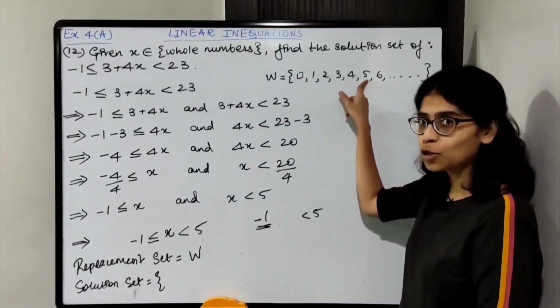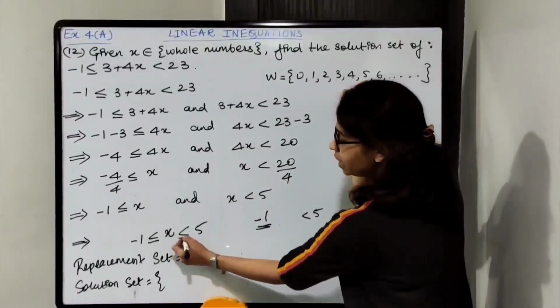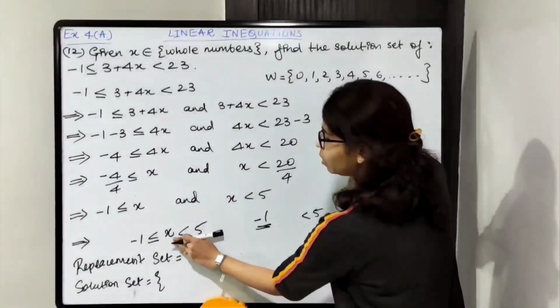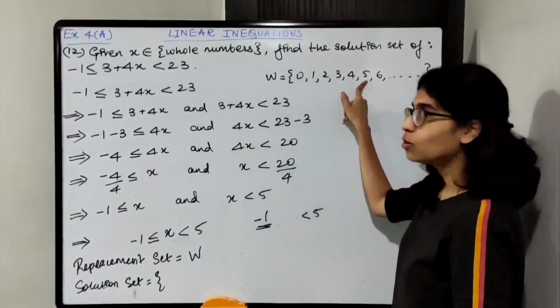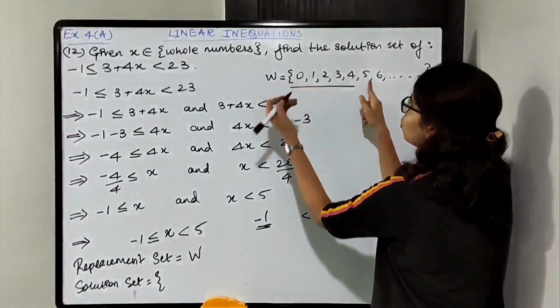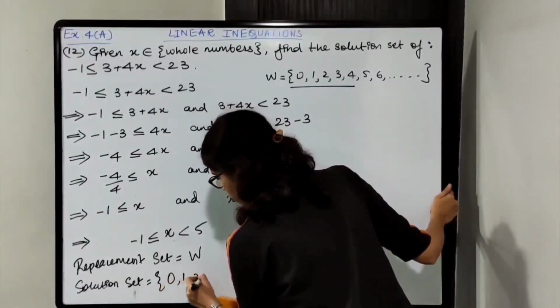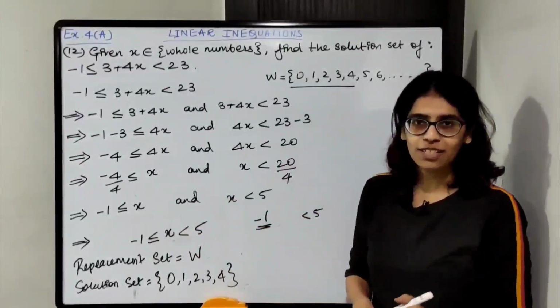Will 5 come? No. Because x is less than 5. It is not equal to. अगर equal to होता तो ही 5 include करते. It is not equal to. So we are not going to include 5. Okay. So 0 to 4 वाला values आएगा. So 0, 1, 2, 3 and 4. This is the solution set. Okay.